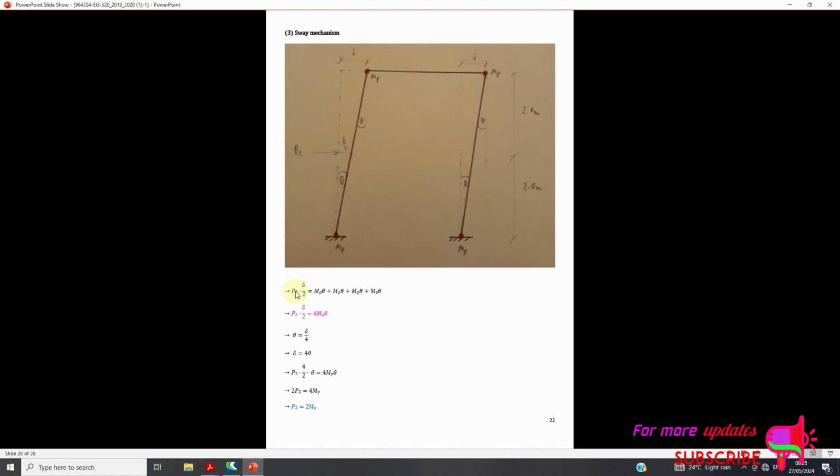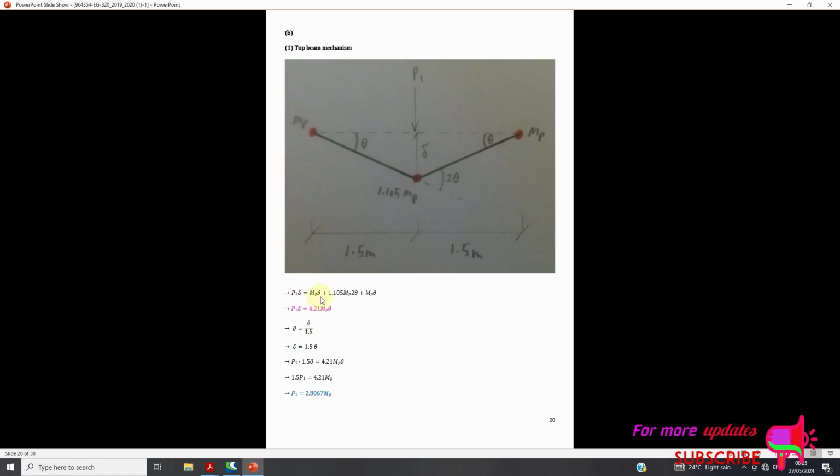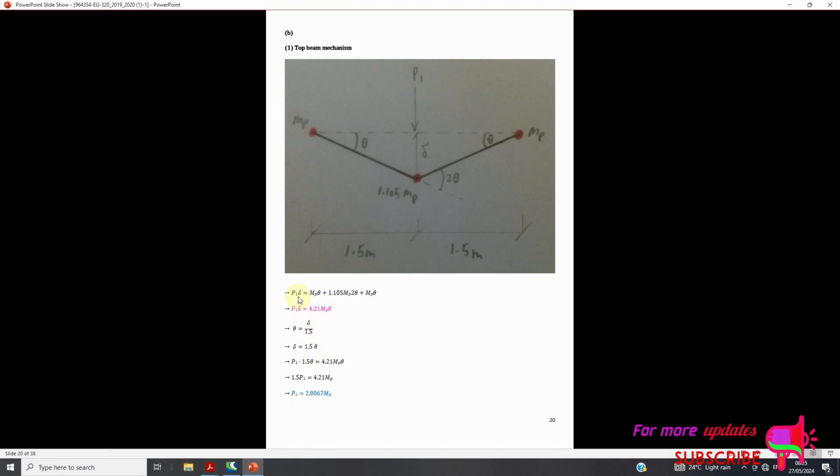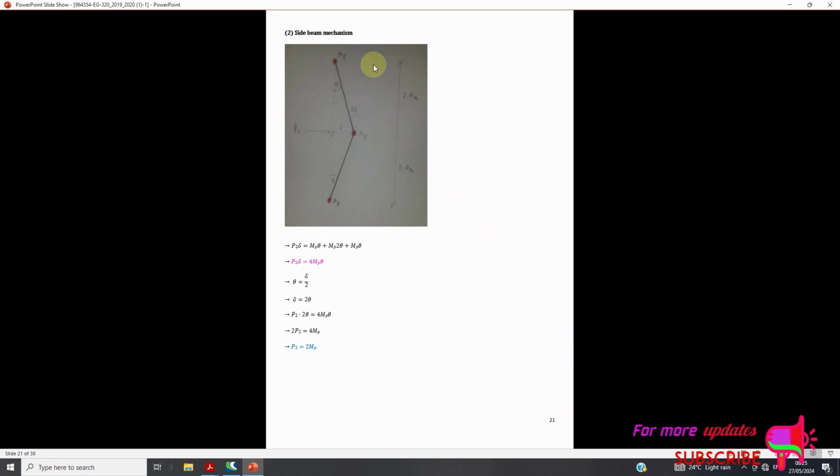So one is the top beam mechanism, which is question B, and can be determined with this algebraic equation. After simplifying, you will get P1 is equal to 2.8067 MP. There is a side beam mechanism which can be determined by this algebraic equation, which can be simplified into P2 is equal to 2 MP.